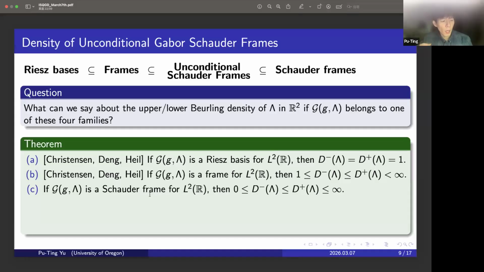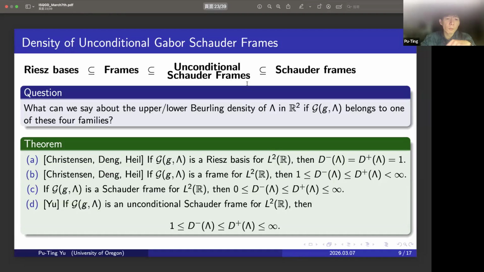So now the remaining unanswered piece is the part of unconditional Schauder frames. That is, when you have an unconditional Schauder frame which is also a Gabor system, then in this case, what can we say about the lower Beurling density and the upper Beurling density associated with such a system? And it turns out when we have a Gabor system which forms an unconditional Schauder frame, then still the lower Beurling density cannot be less than 1. So 1 is still a lower bound, just like the case of Gabor frames. And of course, because unconditional Schauder frames are part of Schauder frames, it is also possible that the upper Beurling density can be as high as infinity.